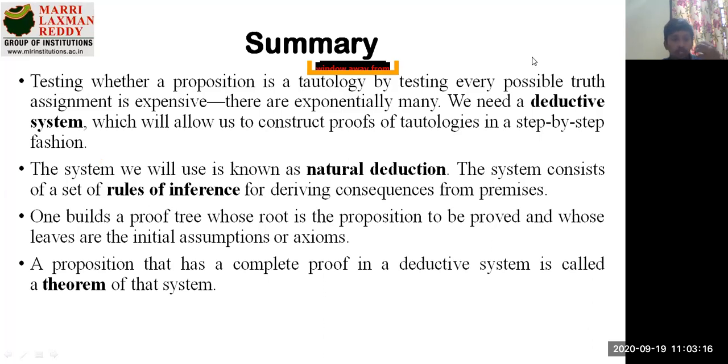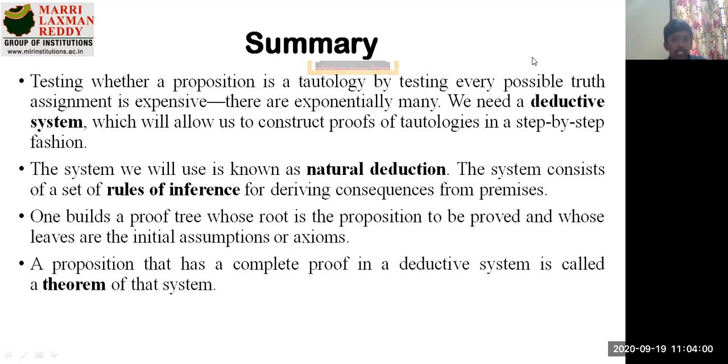The first statement says that testing whether a proposition is a tautology by testing every possible truth assignment is expensive. Talking about this with respect to algorithm development or some set of rule development, it is an expensive process because every time it needs to compare all those things. That's the reason we need a deductive system which will allow us to construct proofs of tautologies in a step-by-step fashion. That is the reason you are going to use natural deduction. Here you will have a set of rules of inference, and using them you need to prove your statements and draw some conclusion.